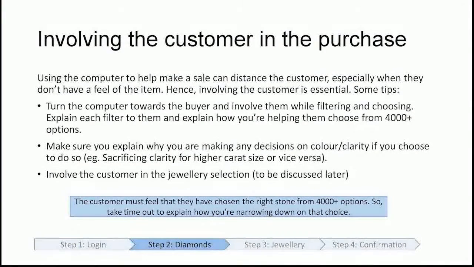Using the computer to help make a sale can distance the customer, especially when they don't have a feel of the item. Hence, involving the customer is essential. Some tips. First, turn the computer towards the buyer and involve them while filtering and choosing. Explain each filter to them and explain how you're helping them choose from 4,000 plus options. Second, make sure you explain why you are making any decisions on color or clarity if you choose to do so. For example, if you sacrifice clarity for higher carat size or vice versa. Third, involve the customer in the jewelry selection. This will be discussed later.